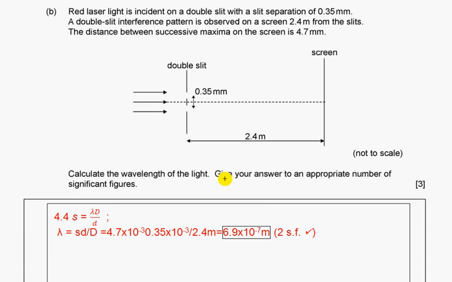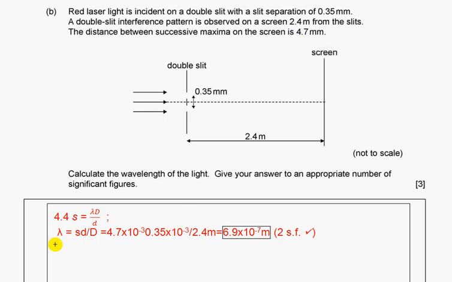So here we have red laser light, information about separation, distance, and distance between maximums is 4.7.